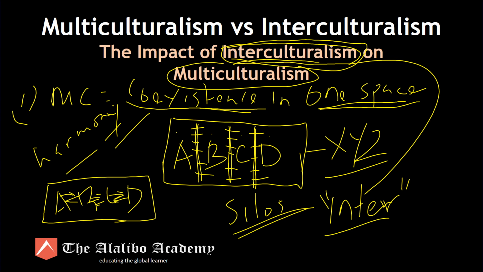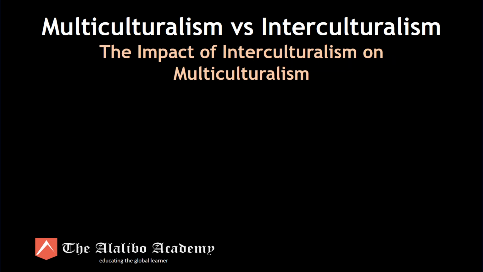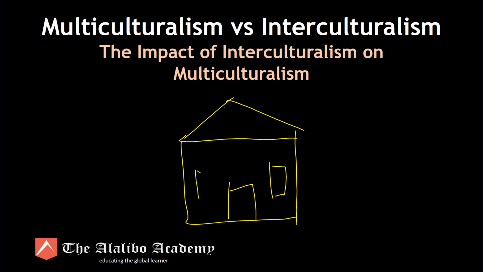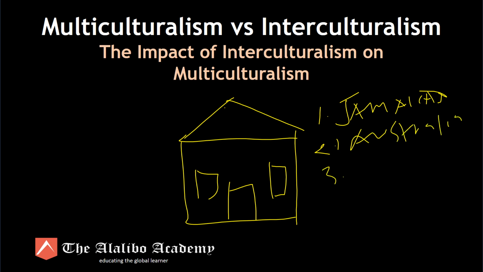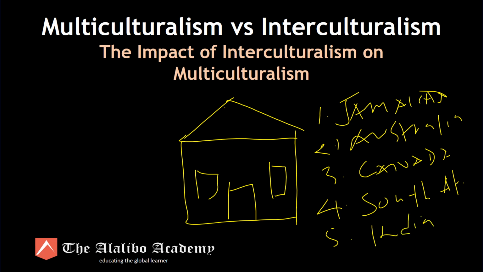So another example could be a 5-bedroom house. Let's take a look at this example. A 5-bedroom house that has different tenants from different countries. The first tenant is Jamaican, the second tenant is from Australia, the third tenant is from Canada, the fourth tenant is from South Africa, and the fifth tenant is from India. They all live in this house, and it's a 5-bedroom house with a big living room. But they all stay locked in their rooms and don't interact. They go to work, they come back, and go into their rooms and watch TV and be on the internet and so forth. They don't interact.